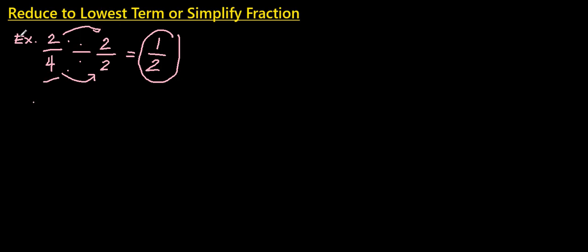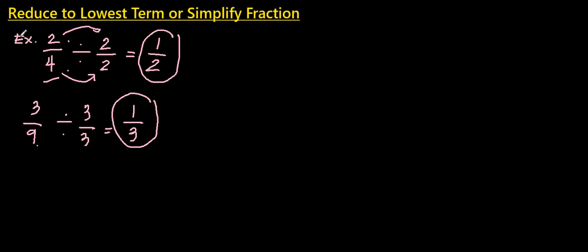Let's try another example. We have 3 over 9. Let's reduce it to lowest terms. We know that the common factor for this is 3, so divide by 3 over 3. 3 divided by 3 is 1, and then 9 divided by 3 is 3. So the lowest term for 3 over 9 is 1/3, or 1 over 3.